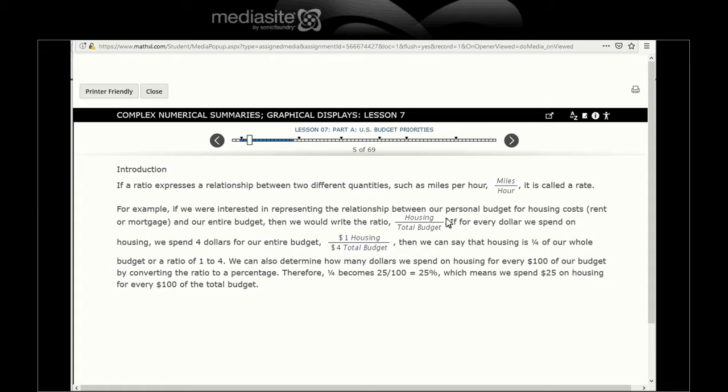The example given here is miles per hour, and because time is in the denominator, we'll call this a rate.